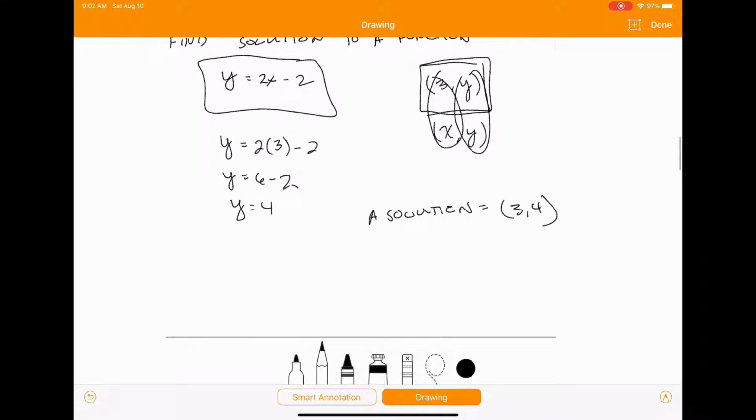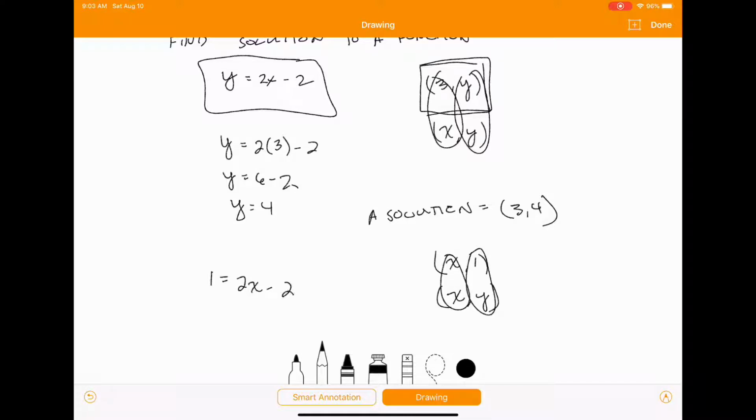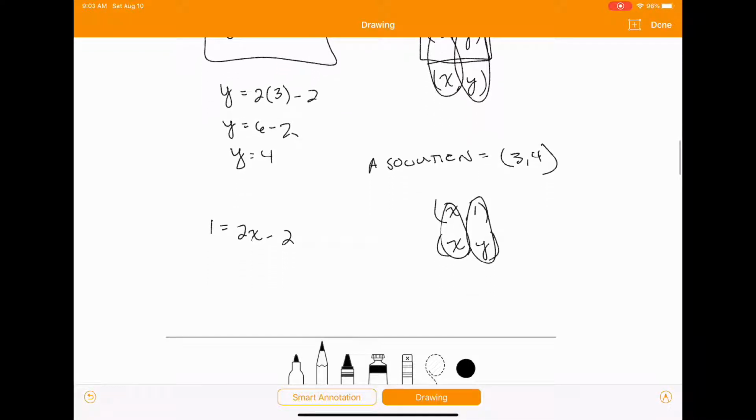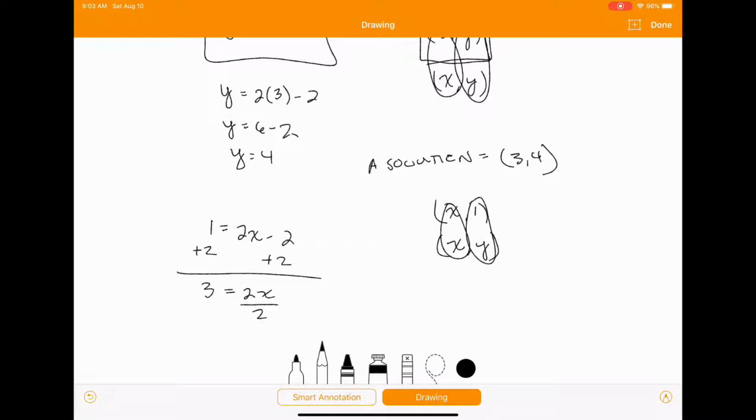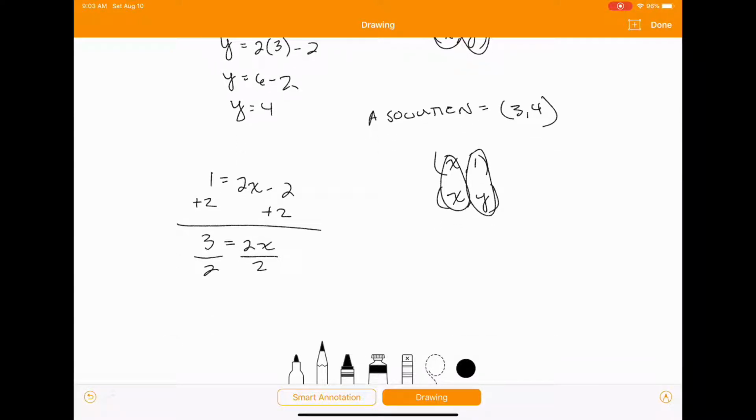All right, and then that also works if you're given, let's say, x, 1. You're just going to plug x in for x and then 1 in for y. So let's see, 1 equals 2x minus 2. And then you just solve for x like you've solved in other equations before. So add 2 to both sides. 3 equals 2x. Divide both sides by 2. And you'll get that 3/2 equals x. So another solution is going to be 3/2, 1. All right?